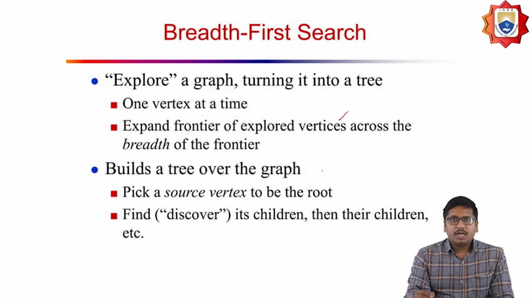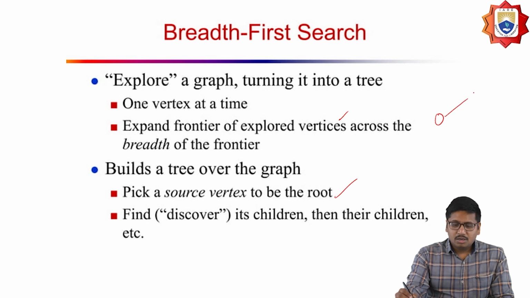So we build a tree over the graph such that we pick a source vertex to be the root, and then find its children, then their children, and so on. Breadth first search is exploring the graph by considering the vertices one at a time, expanding the frontier of explored vertices across the breadth of the frontier, and then we can build a tree over the graph, picking a source vertex as the root.